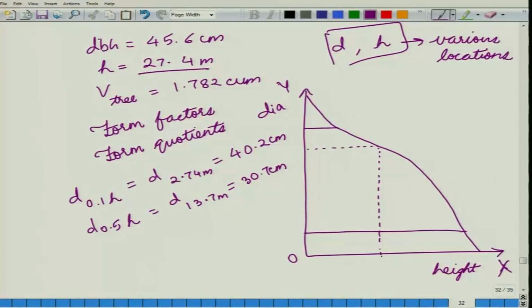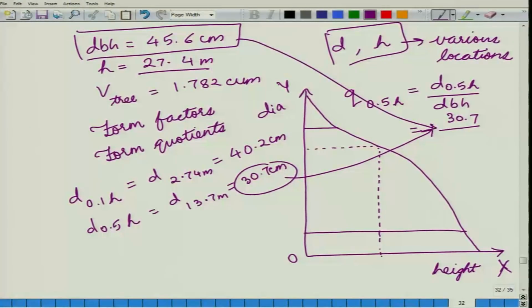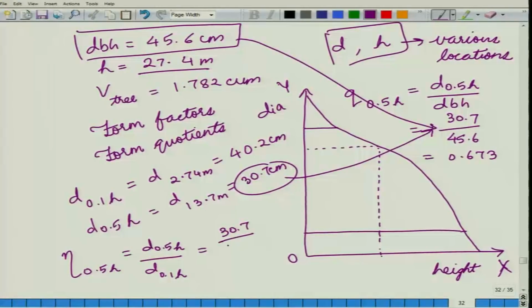Now, we are given that the dBH is 45.6 centimeters. So, what is the false form quotient? The false form quotient is given by Q 0.5 h is equal to d 0.5 h divided by the dBH. Now, d 0.5 h we have found from here. So, this goes at 30.7 divided by 45.6 is equal to 0.673. Now, what is the true form quotient? True form quotient as given by eta 0.5 h is equal to d 0.5 h divided by d 0.1 h, which comes to 30.7 divided by 40.2 is equal to 0.76.